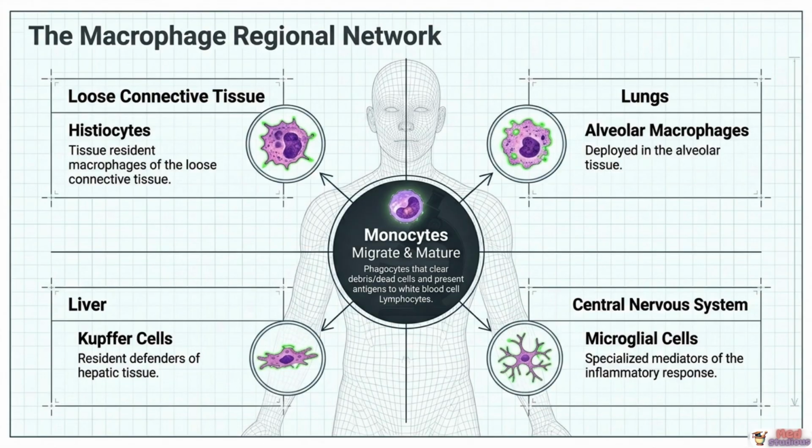Depending on where in the body the connective tissue is located, these macrophages take on specialized local identities. In standard loose connective tissue, the resident macrophages are simply called histiocytes. If you move into the connective tissue of the liver, they differentiate into Kupffer cells, which act as the resident defenders of hepatic tissue. In the lungs, they become alveolar macrophages, deployed right at the air-tissue interface to consume inhaled pathogens. And in the central nervous system, they are known as microglial cells, acting as the highly specialized mediators of the brain's inflammatory response. It is a highly coordinated, region-specific security grid.